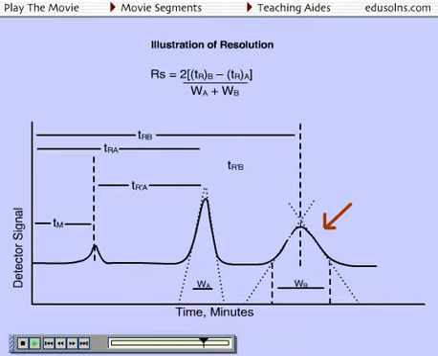We calculate the resolution using the compound retention times and the width of the peaks at the baseline. For the two adjacent peaks shown here, we average the baseline widths. The simplest form of the resolution equation is shown here.